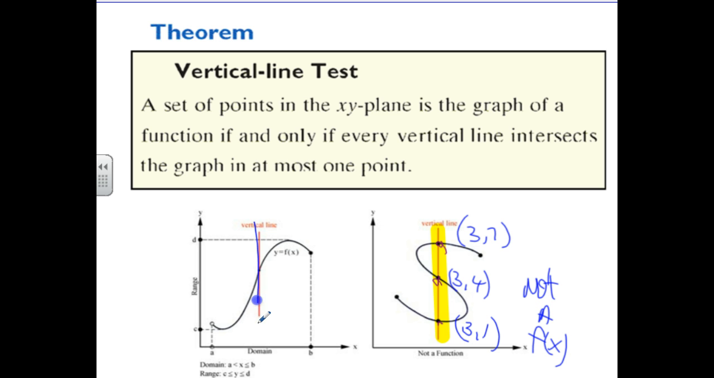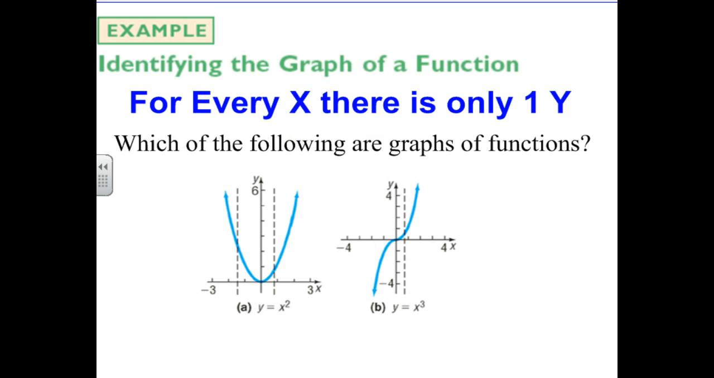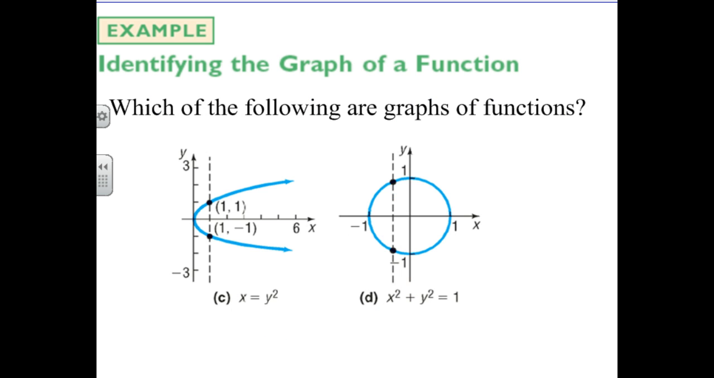But over here, this does pass the vertical line test, because no matter where I draw that vertical line, I could even slide that vertical line along, and anywhere I draw these vertical lines, it's going to pass the function. So again, this is a function. It only crosses once. This is a function. We know this is a parabola. This is a cubic function. Those are great functions. This is not a function.